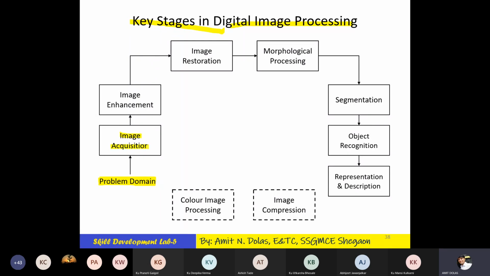So few steps here. First is the image acquisition. Image acquisition is nothing but capturing an image with the help of an image sensor, which is nothing but a camera. Then image enhancement, you may control the brightness, then contrast, you may crop, you may segment likewise. Another is image restoration. If there is certain noise in the image, it will be restored to a pure version. Then morphological processing, then segmentation, then object recognition.